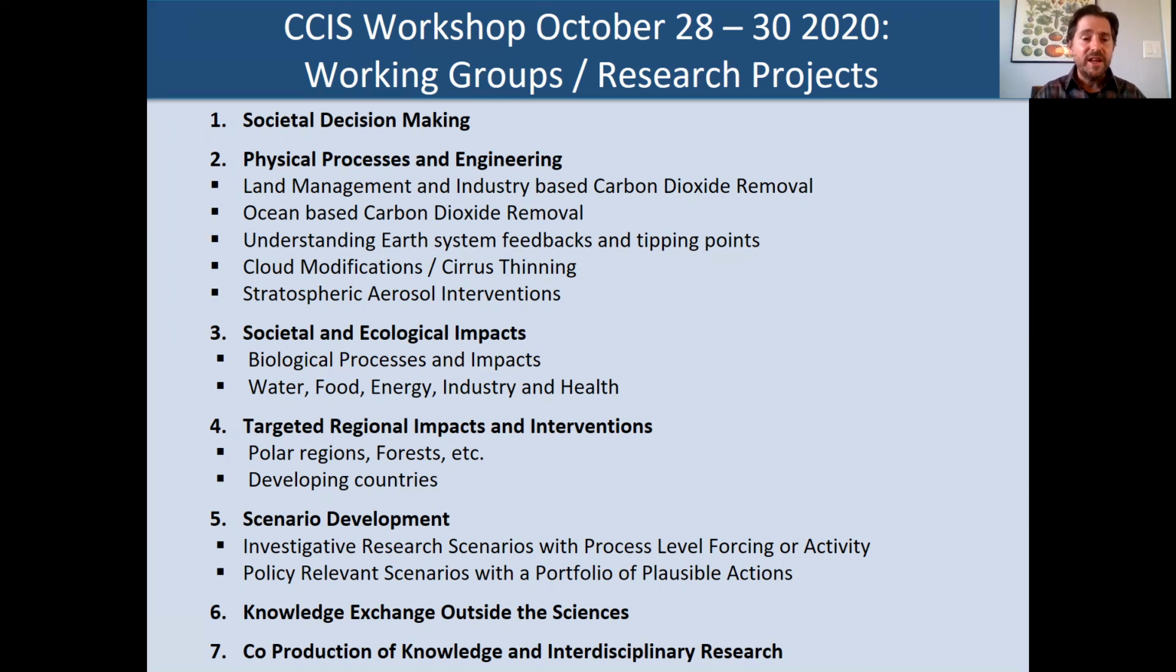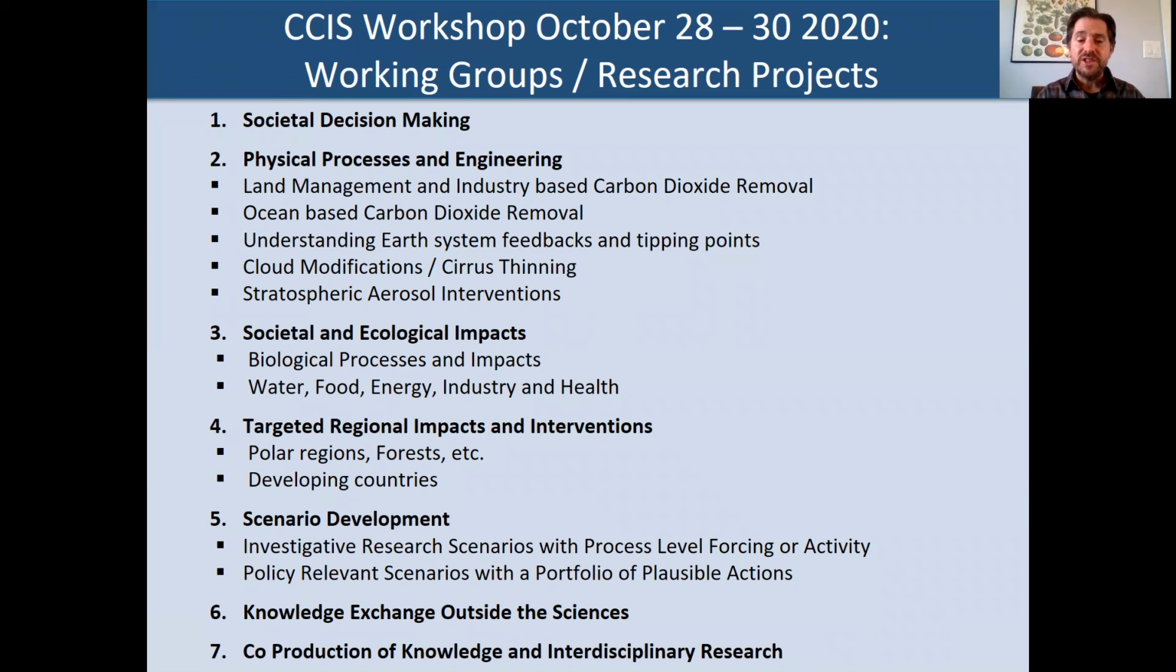One of the working groups we're looking at is scenario development. How do we have a series of scenarios that can be used by the community for both doing research level process forcing or activity versus policy relevant scenarios where we can have a portfolio of plausible actions that can be given across to a policymaker.